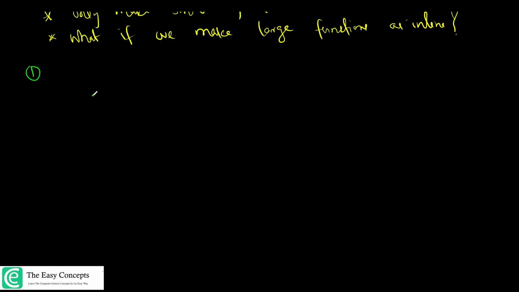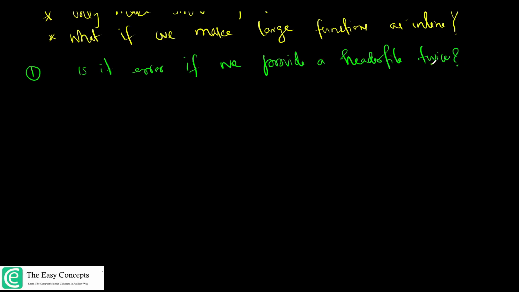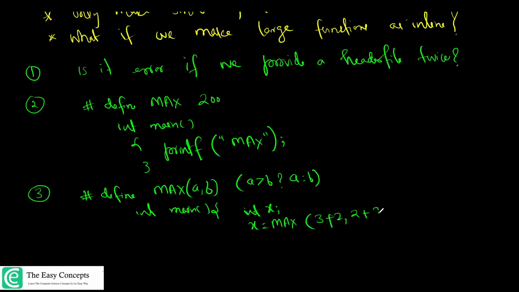Now let's try to solve some questions. The first question: is it an error if we include a header file twice? Its answer is yes and no. You have to give its answer; I am not providing any answer right now. There is a macro here, and you need to tell its answer. Then the third question. Try solving these three questions and then we can discuss these problems in the comment section.